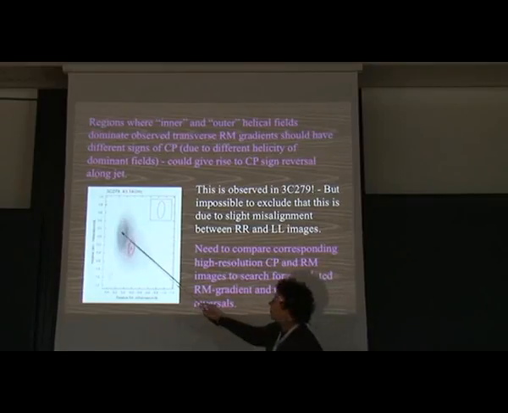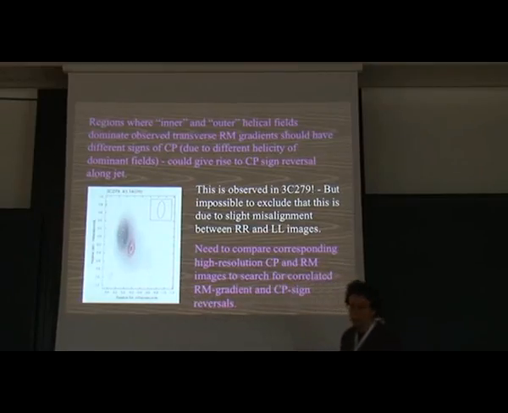Here's the image. This is negative circular polarization and positive circular polarization out along the jet. But unfortunately, as intriguing as this looks, we can't exclude that this is due to a slight misalignment between the right and left intensity images. So one of the things we're investigating is how to do tests to exclude the possibility that this is just due to misalignment rather than real physics.